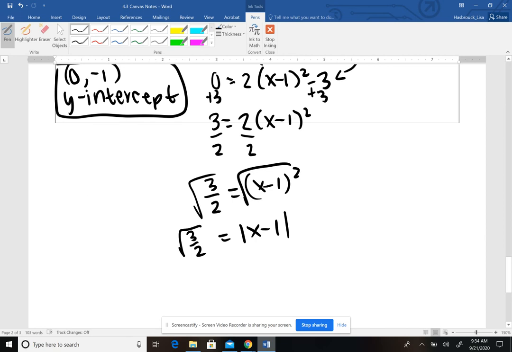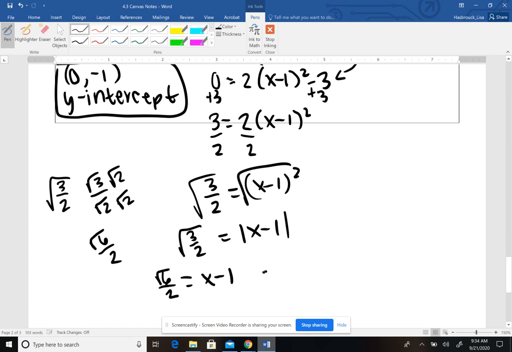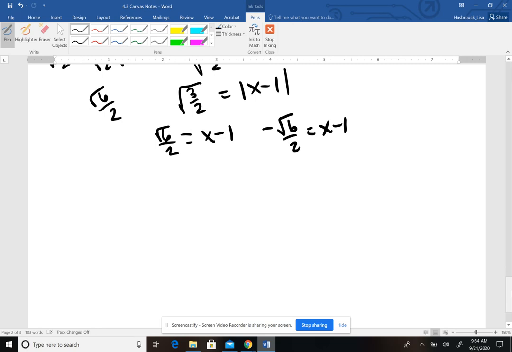Now, the square root of 3 halves, that's like the square root of 3 over the square root of 2. I cannot have a square root on the bottom, so I need to rationalize it by multiplying top and bottom by root 2. So I get root 6 over 2. This is the correct way to write it. So when I split this up, I'm going to write it as square root of 6 over 2 equals x minus 1, and negative square root of 6 over 2 equals x minus 1. Because remember, when we split it up, we make it equal to a positive and a negative.